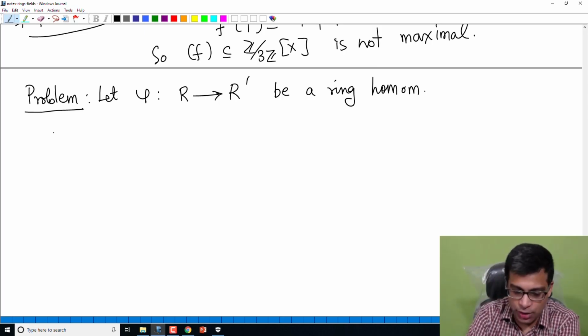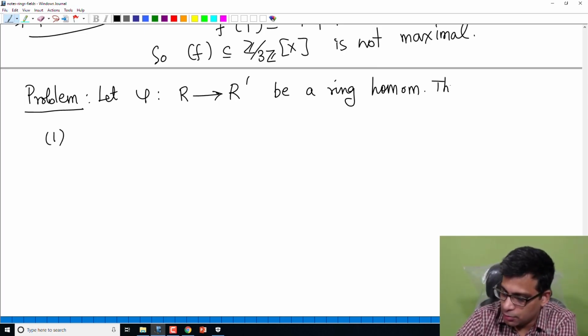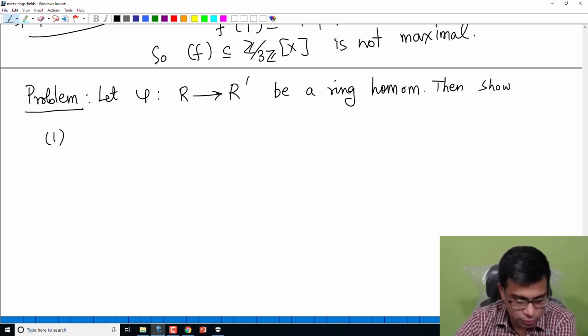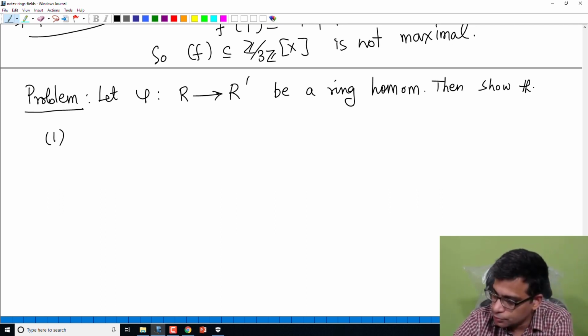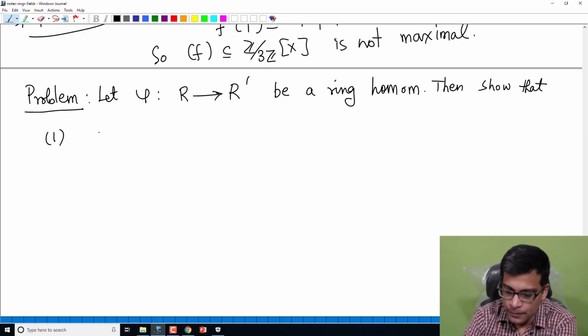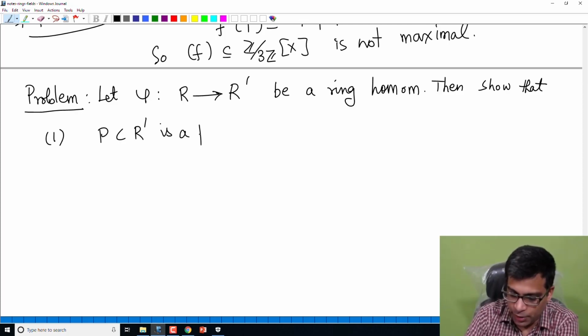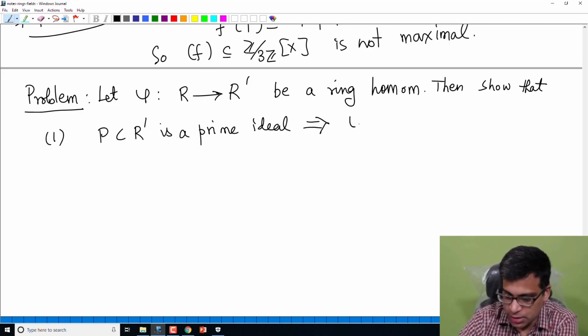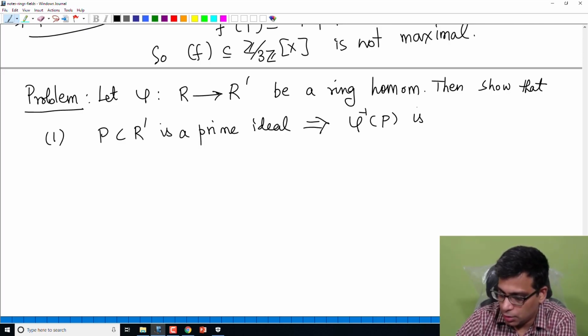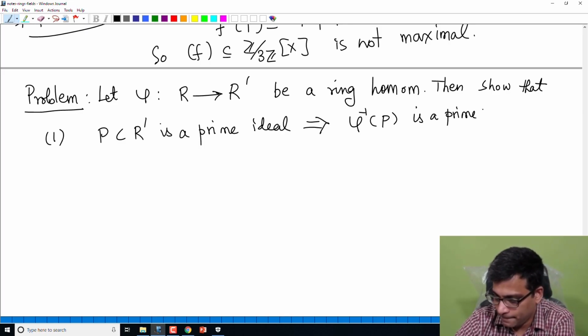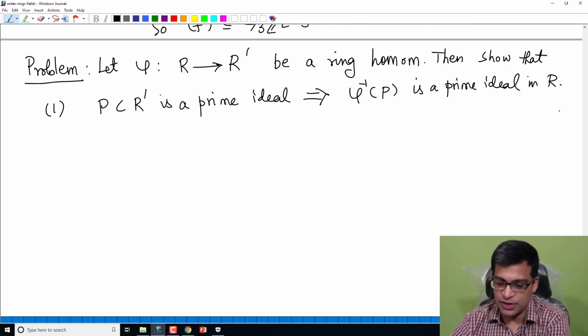So I will write down a series of statements. First, show that if P is a prime ideal in R prime, it implies phi inverse P is a prime ideal in R. This is the first problem. You take a prime ideal, take its inverse image, it's a prime ideal.